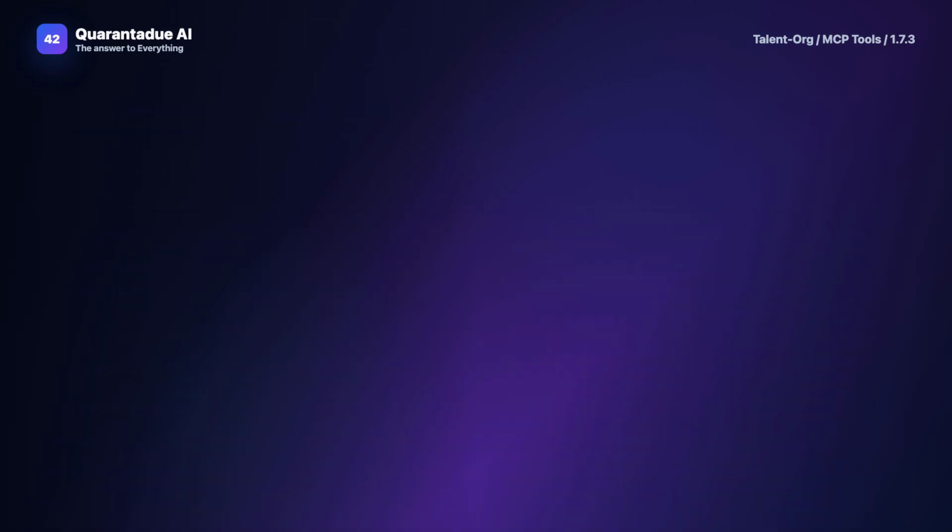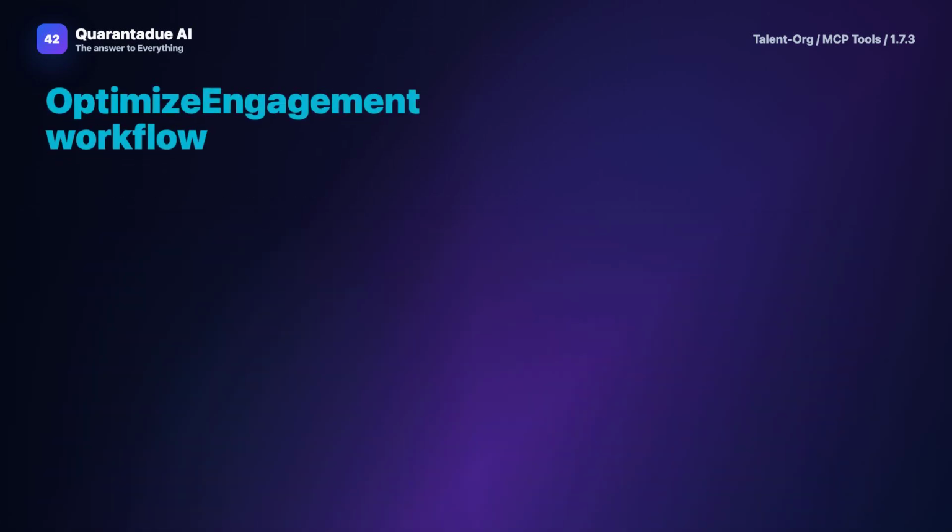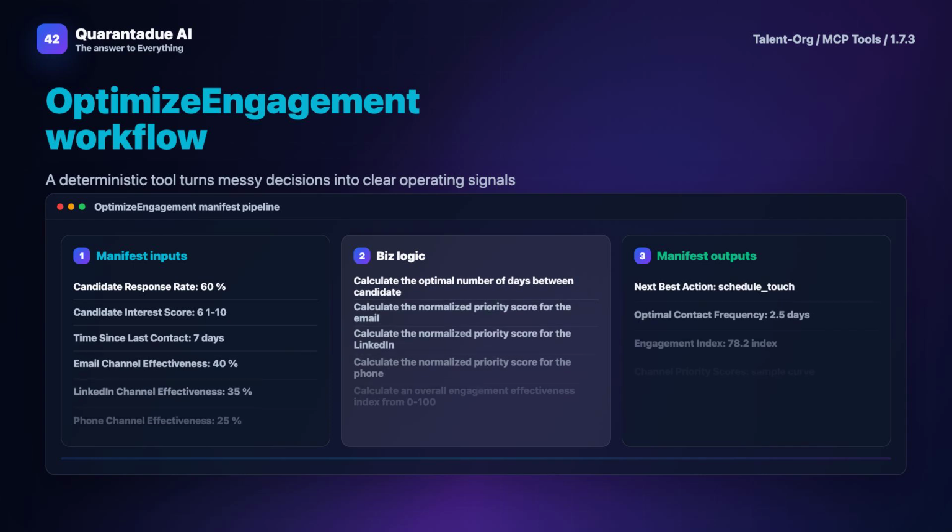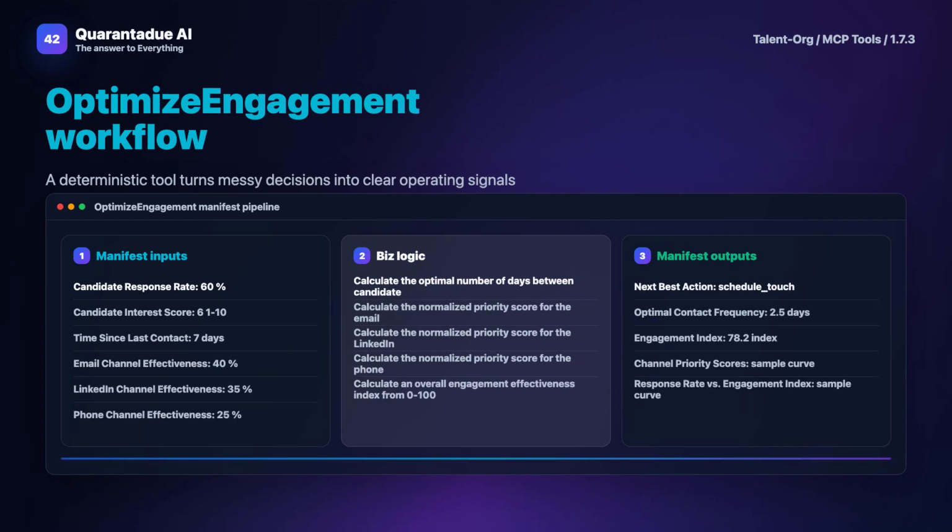Calculate the normalized priority score for the LinkedIn channel by weighting its effectiveness with the candidate's interest level relative to all channels. Calculate the normalized priority score for the phone channel by weighting its effectiveness with the candidate's interest level relative to all channels.